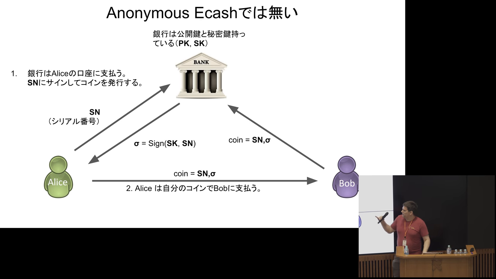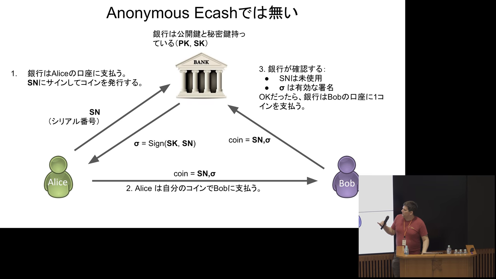So Bob sends the coin to the bank, and the bank checks that this serial number has not been used before. If this serial number has been used before, this would be considered a double spend under this system. And the bank checks that sigma is a valid signature under the bank's secret key. And if it is, the bank takes the coin from Bob and credits Bob that coin in his bank account.